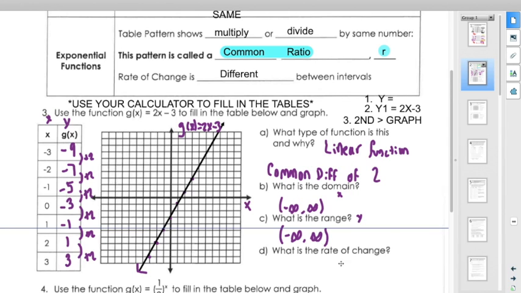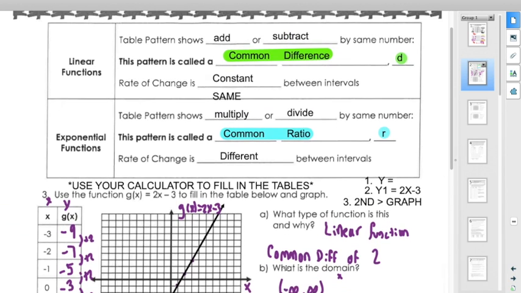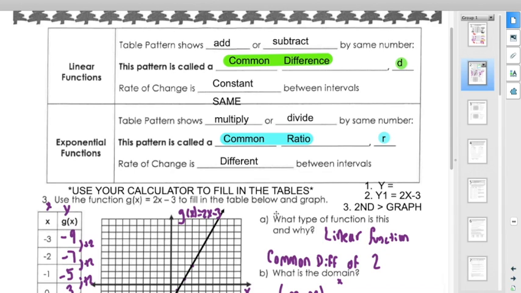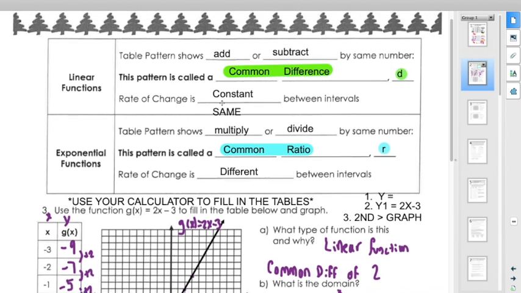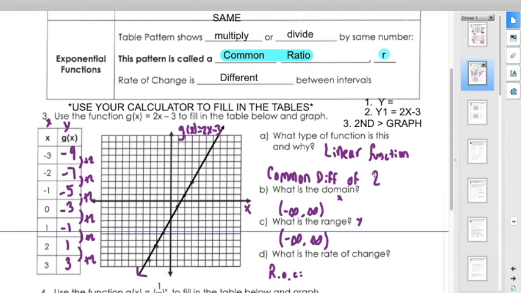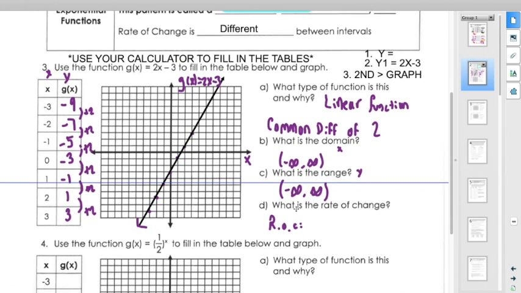What is the rate of change? The ROC. Well, we know for linear functions, the rate of change is always the same. And we see that our common difference is 2. So my rate of change is just 2 over 1. It's constant. I have a constant rate of change. Very indicative of linear functions.